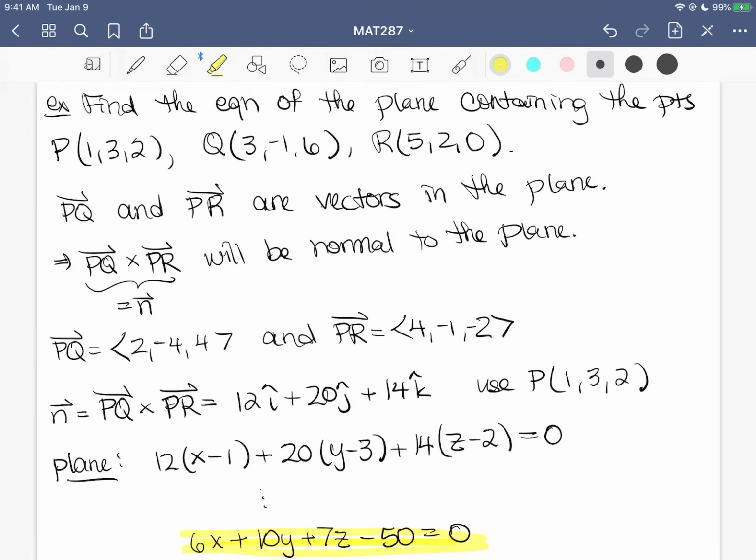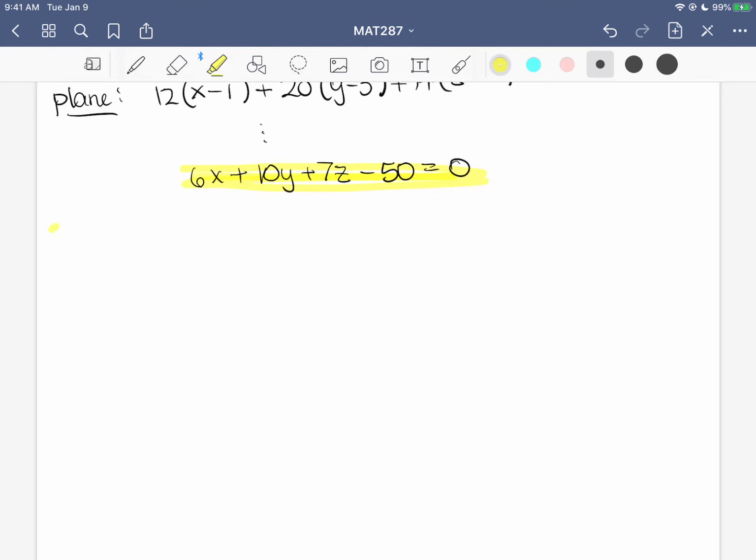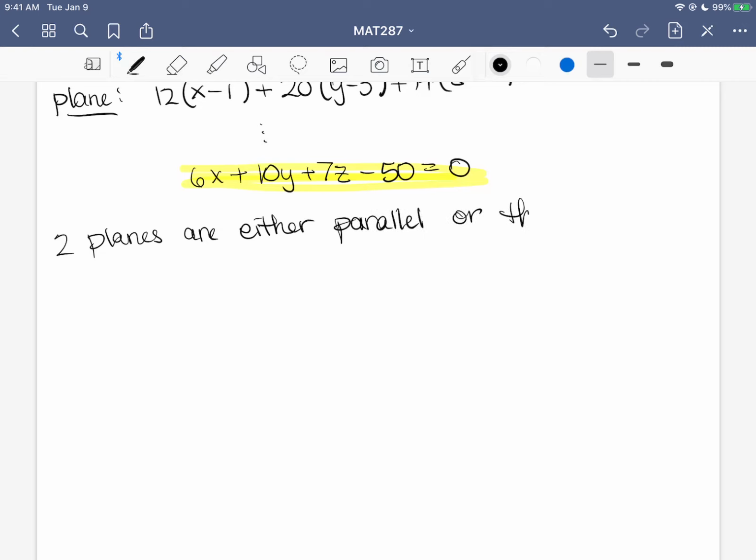All right, given two planes, how might they behave together in space? Well, they're either parallel, in which case they never intersect, or they intersect in a line.